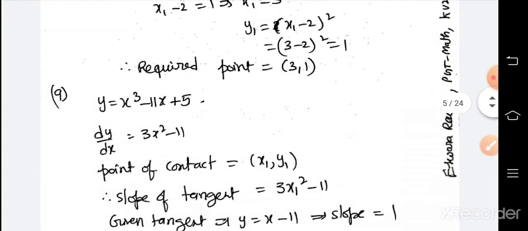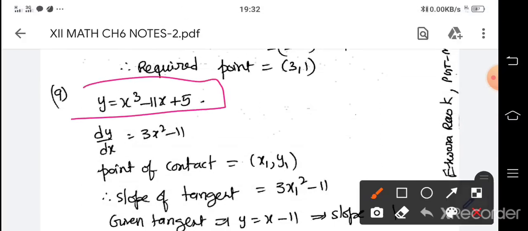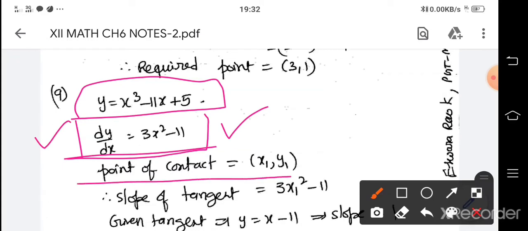Look. This is y is equal to x cube minus 11x plus 5. Immediately, it is very important to find dy by dx for every question. So 3x square minus 11. So 25% of the question is over by finding dy by dx. Let us take the point of contact x1, y1. Look at the textbook. They are asking you to find the points where the tangent is given as y is equal to x minus 11.